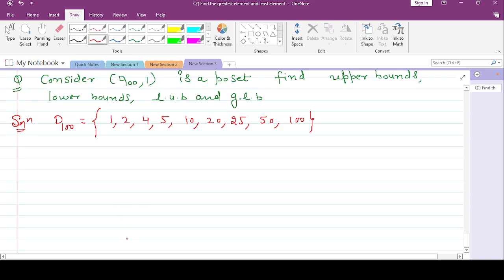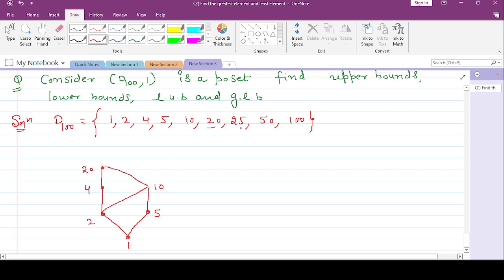See, first of all you take 1. Clearly 1 divides 2, and 2 also divides 4. 1 divides 5. The next element is 10. So 5 divides 10, but 2 also divides 10. Next, 4 divides 20. The next element is 20. So 4 divides 20, but 10 also divides 20.